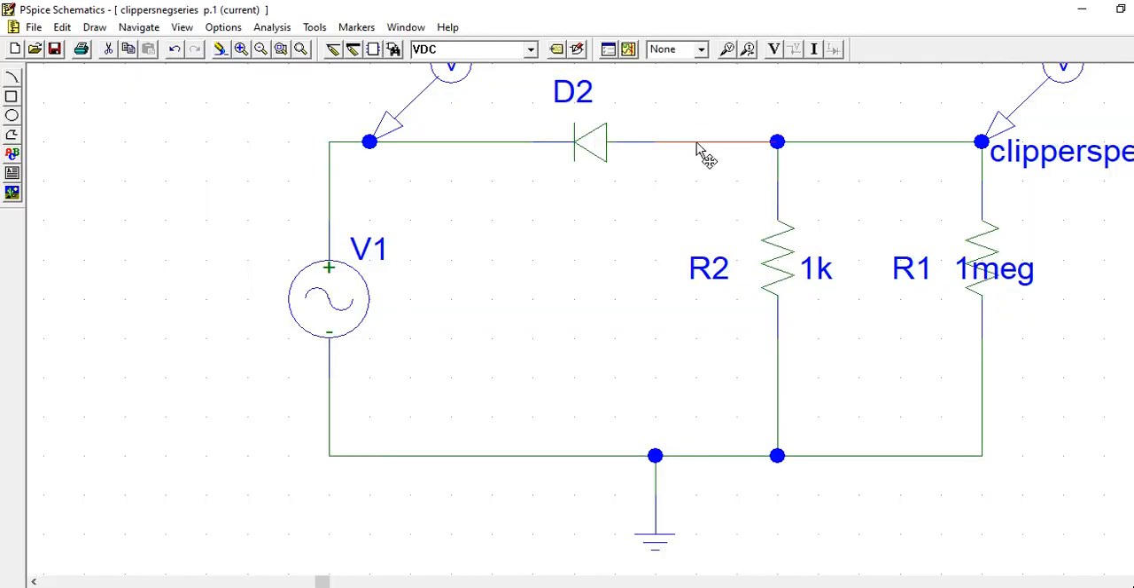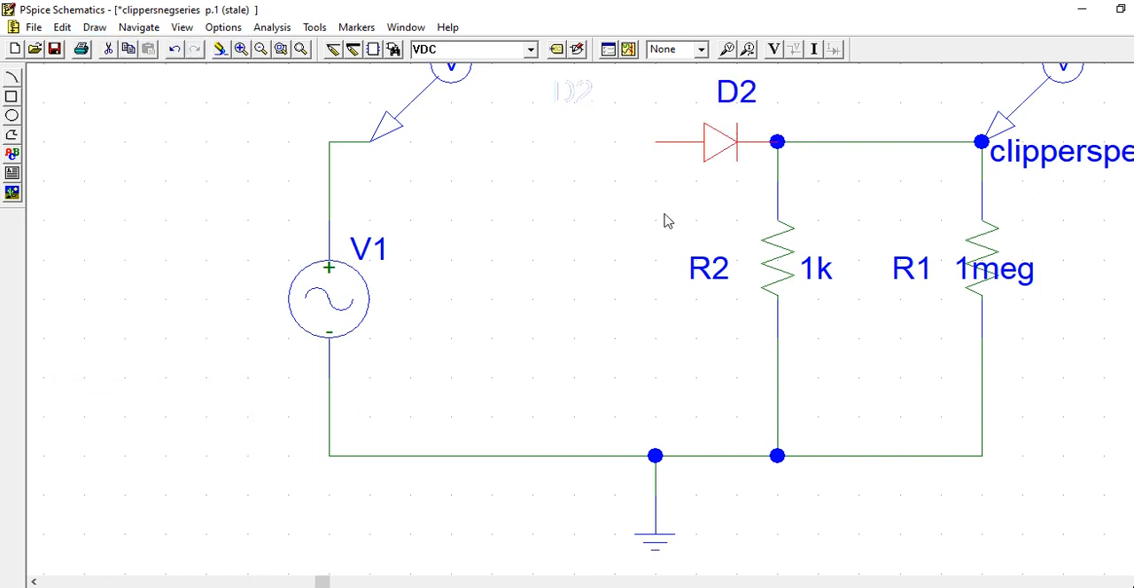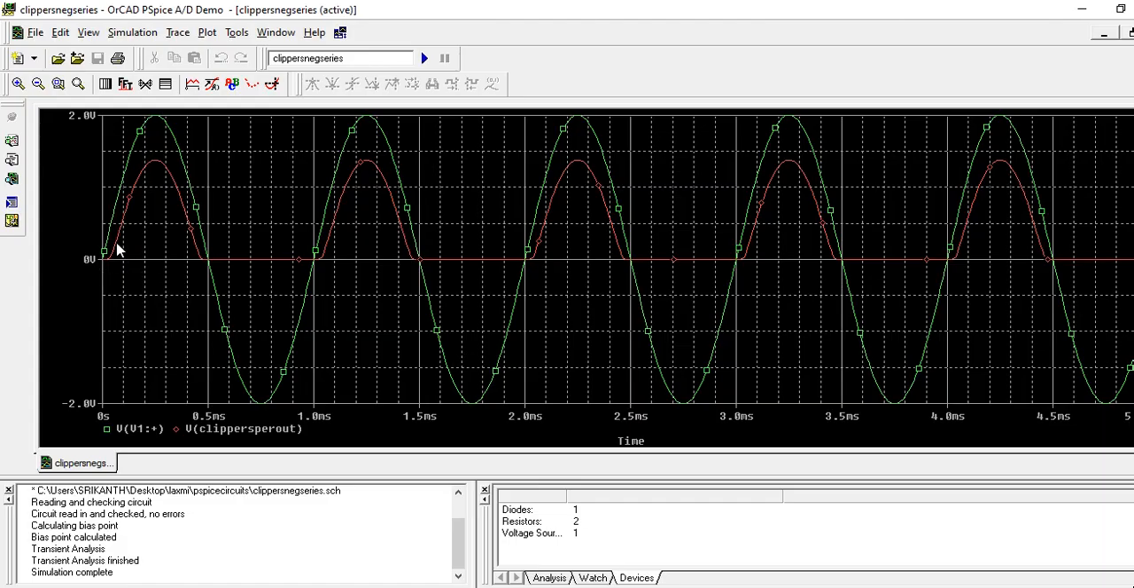Now suppose I change the diode. See what will happen. Now it will clip the negative. So the entire positive is coming, and the negative it is clipping. This is like a half-wave rectifier. A simple half-wave rectifier is one of the clippers. So it clips the negative, and the starting portion also it will clip.